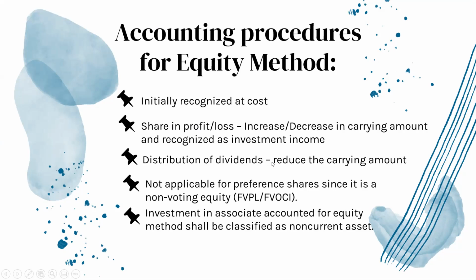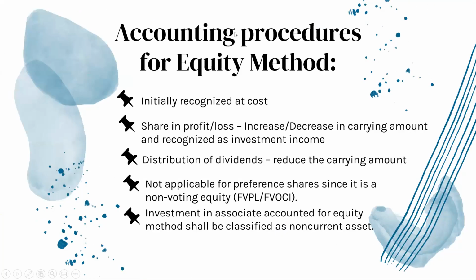The next is distribution of dividends. So, ang distribution of dividends will reduce the carrying amount of the investment. So, ang mangyayari, let's say nag-distribute ng dividend yung nag-investan natin, will debit cash and credit investment in associate account. So, nababawasan kasi equity method as if iisa lang sila. So, pag nag-distribute, nababawasan din yung investment mo. So this equity method is not applicable for preference shares since it is a non-voting equity. So applicable lang to sa mga common shares. Okay, so ang investment in associate account is accounted for equity method and shall be classified as non-current asset.